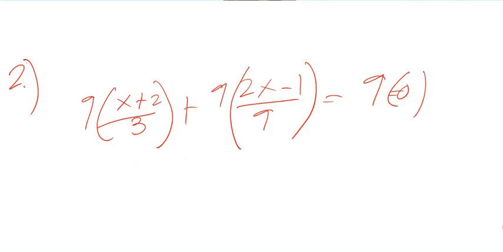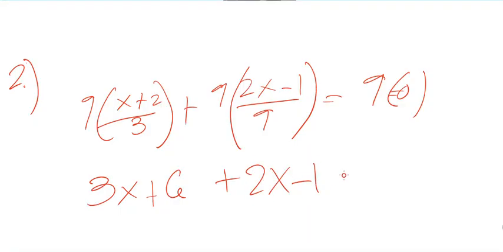Now, since we got all the numbers, let's simplify each of these. Here I have 9 and 3, that's 3 times x plus 2, which is 3x plus 6, and the other one would be plus 9 times 1, 2x minus 1, and equals 9 times 0, which is 0.